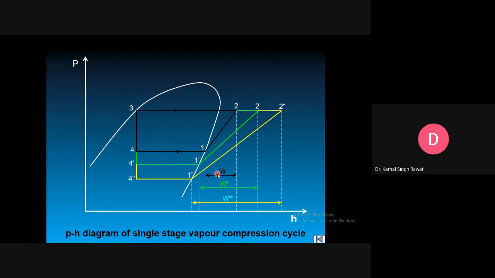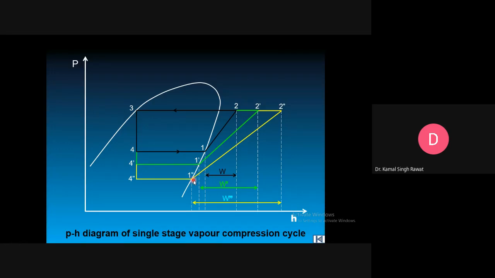So there is a significant increase in the compression work. Apart from that, our refrigerating effect. In the first cycle, 1, 2, 3, 4, what is our refrigeration effect? H1 minus H4. And in the next cycle, it is H1 dash minus H4 dash. So you can see this much amount of refrigeration effect is reduced.